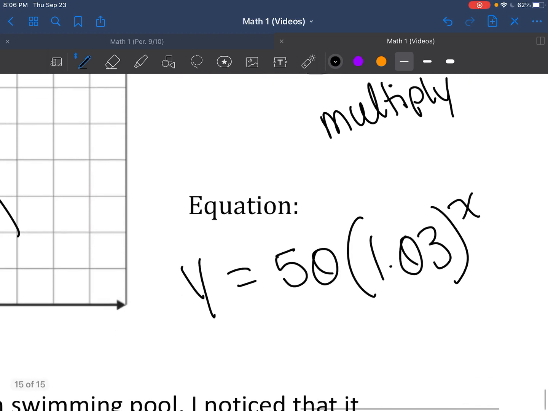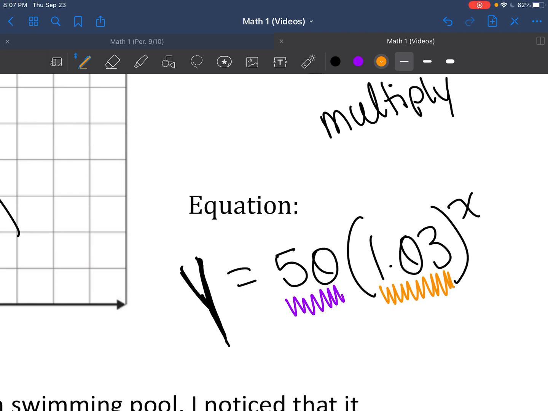Now the equation, we're going to start writing with y's and x's now. So we have y equals 50, because we started with $50, and then we do times 1.03, which is what we did down the table, we multiplied by 1.03, and we're going to use parentheses now. And then I have an exponent of just an x because we started at time 0. Okay?